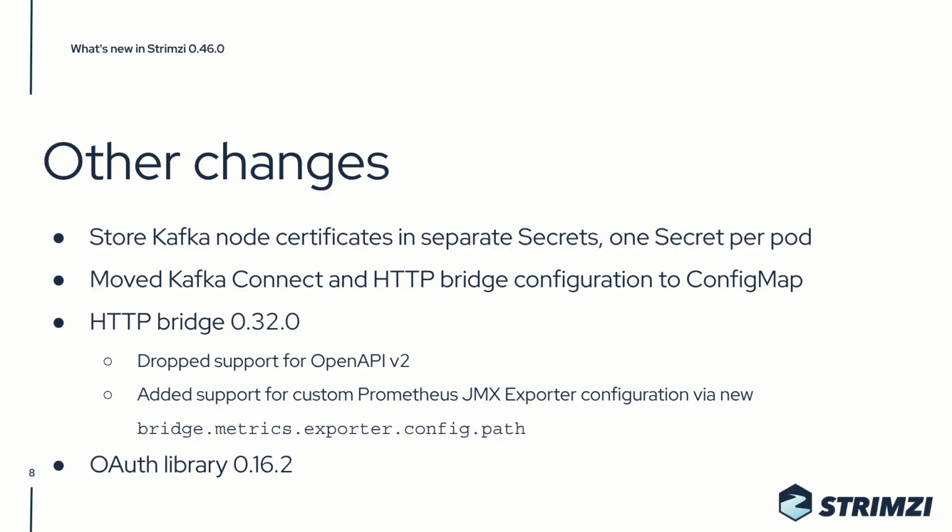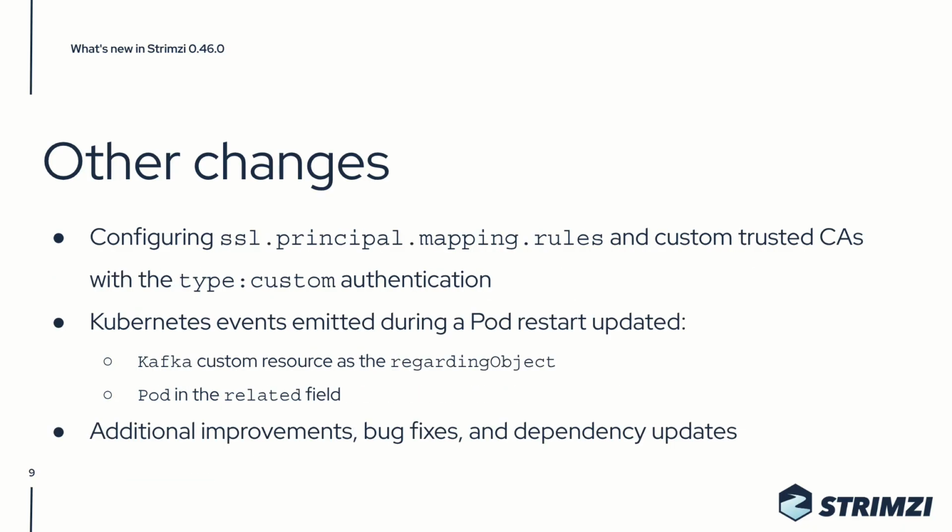We also bumped the OAuth library to the 0.16.2 version. Other changes were about configuring the SSL principal mapping rules and the custom trusted CAs within the type custom authentication. We also made a change on the Kubernetes events emitted during a pod restart. In this case, the changes were about having the Kafka custom resource as the regarding object of the event, and the pod which is rolled, which is restarted, in the related field. Of course, as in all the previous releases, we had additional improvements, bug fixes, and dependency updates.